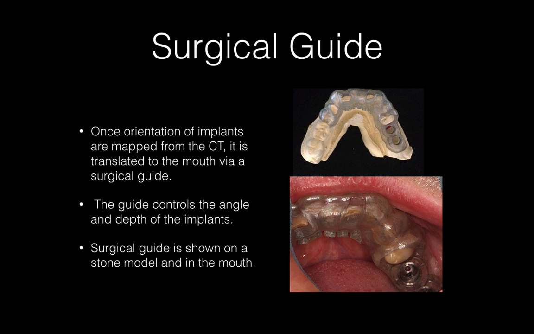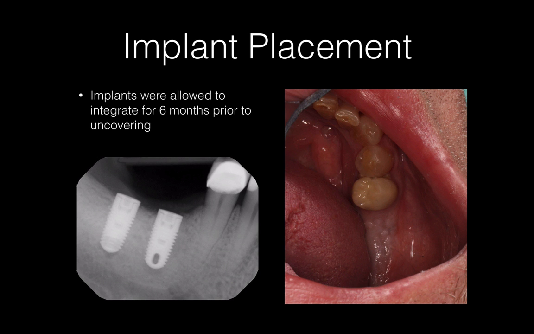Now, how does that translate to the mouth and during the surgery? That's through a surgical guide. Once the orientation of the implants are mapped from the CT scan, it's translated into the mouth via a surgical guide. The guide controls the angle as well as the depth of the implants. Here, the surgical guide is shown on a stone model as well as in the mouth. Here we are after placement.